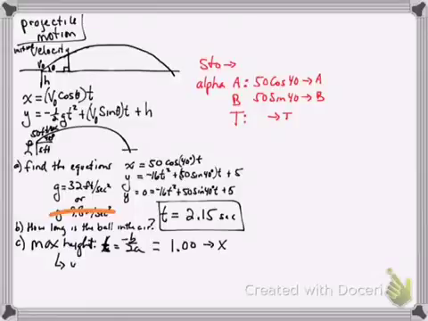So the max height is actually from your y. So you use the y equation and you plug 1 in all the way through. And when you figure that out, plus 5, you work that out, and this time you get 21.1.